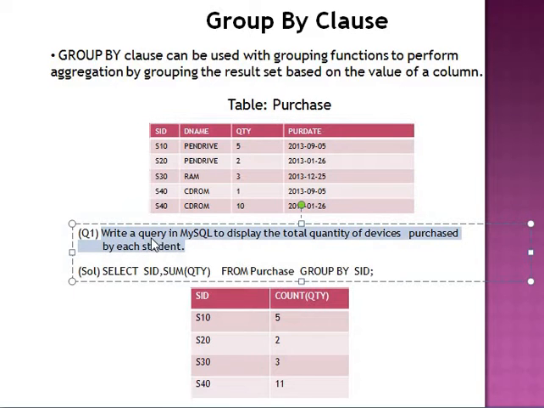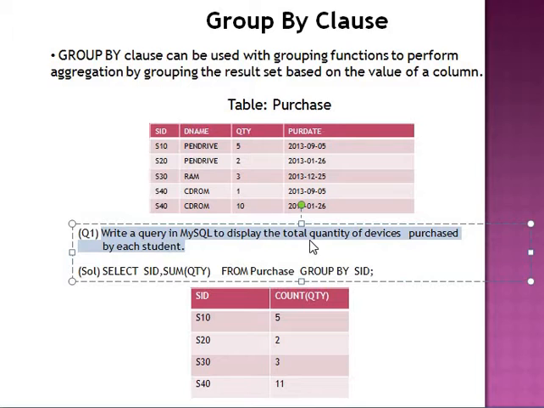Look at this question. It says write a query in MySQL to display the total quantity of devices. Now the total quantity of devices can be determined with the help of this QTY column, where QTY stands for quantity. Now we need to find the total quantity of devices purchased by each student. Now the column that represents the student is SID.